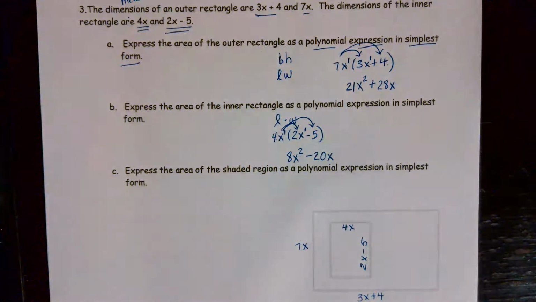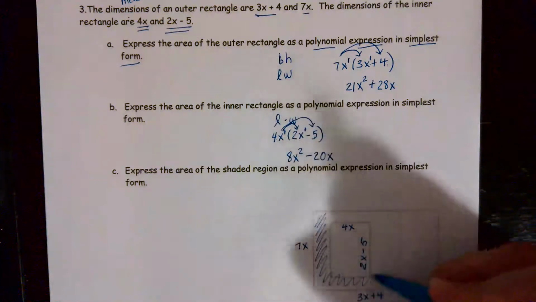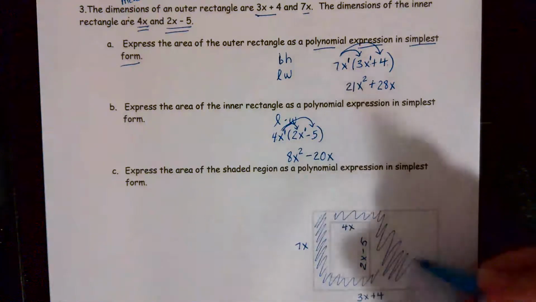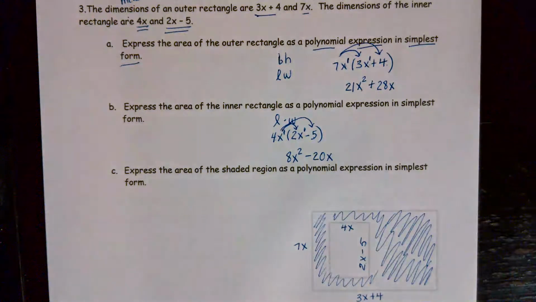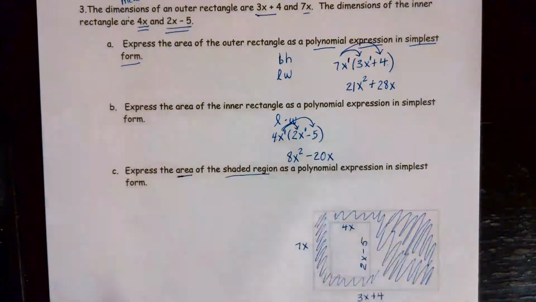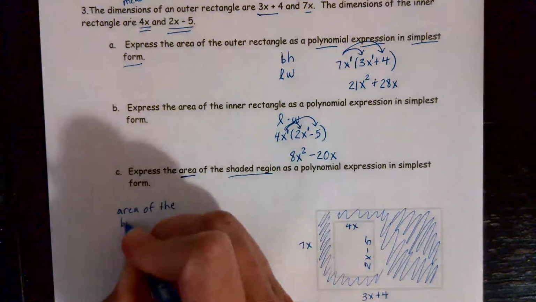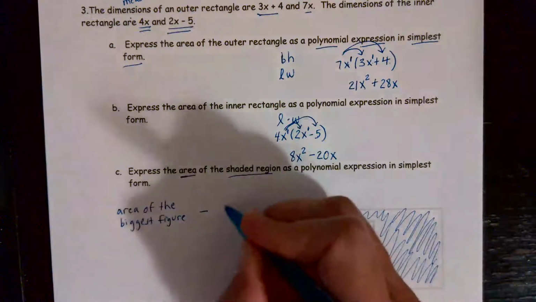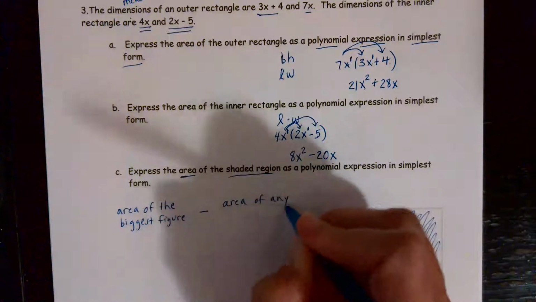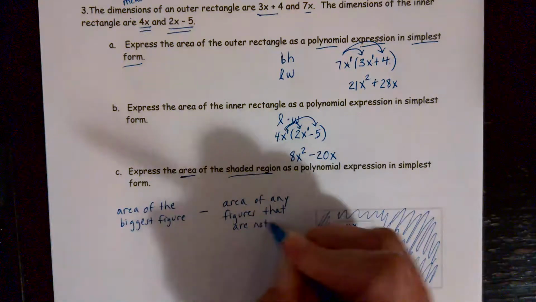Now express the area of the shaded region as a polynomial expression in simplest form. The shading part did not show up, so I will show you what the shaded part looks like. It's everything of the big rectangle except for this inner small rectangle. So how do I find area of the shaded region? I'm going to take the area of the biggest figure, and I'm going to subtract the area of any figures that are not needed.